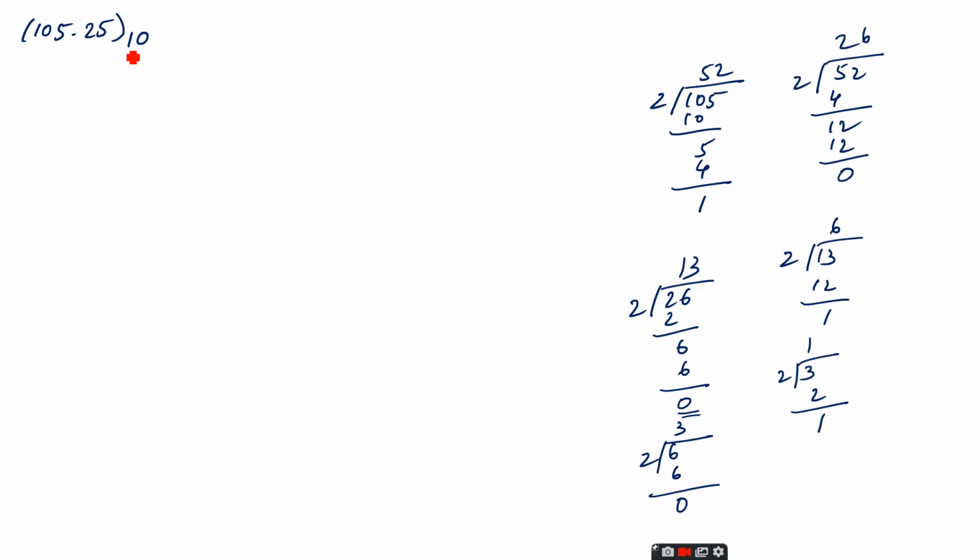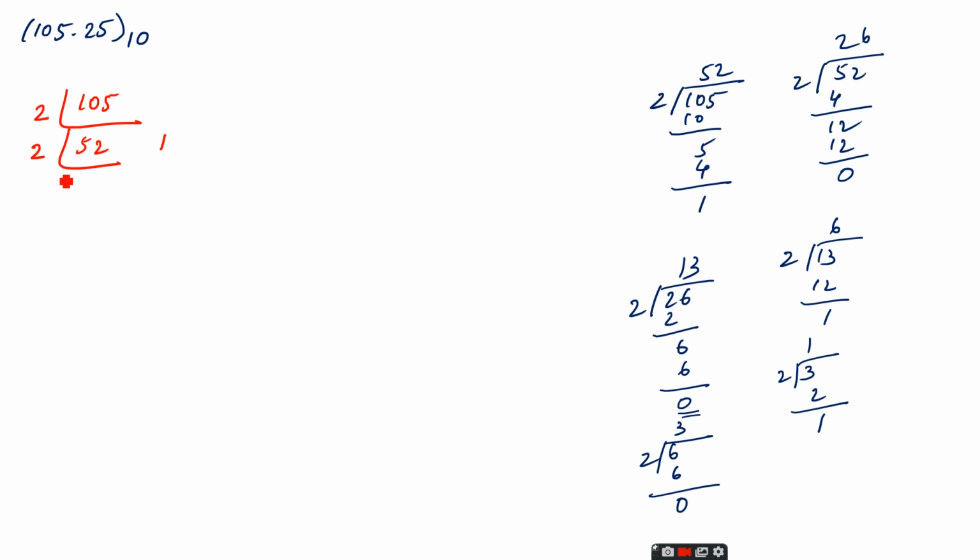That is 105.25. Now see here. Here you can see the integer part and fractional part. So we have to continuously divide the integer part by 2 and we have to continuously multiply the fractional part by 2. So first we will take 105. We will divide 105 by 2. We will get the quotient as 52. We have to write it down here and the remainder on the side.